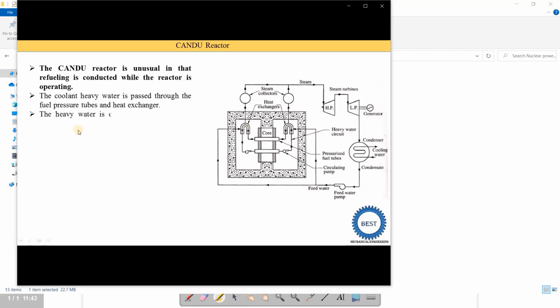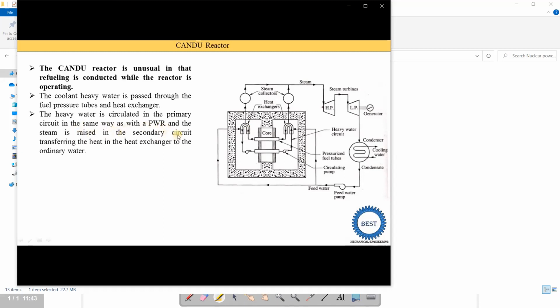steam. The heavy water is circulated in the primary circuit in the same way as with the PWR, and the steam rises in the secondary circuit, transferring the heat in the heat exchangers to the ordinary water. This part is called the primary circuit. In a primary circuit, the core with pressurized fuel tubes, the circulating pumps, and these heat exchangers are considered, and this part is called the secondary circuit.